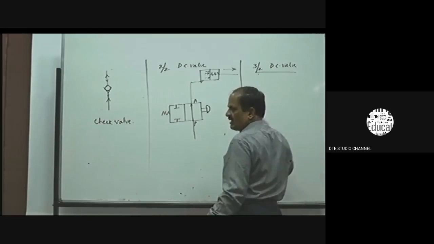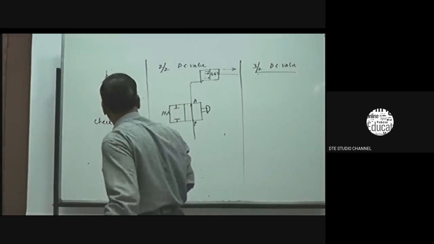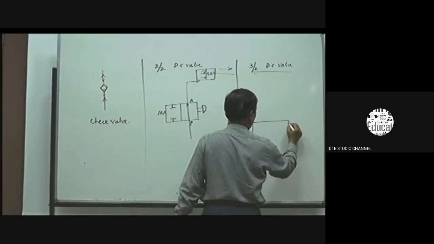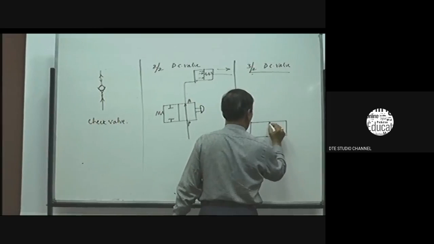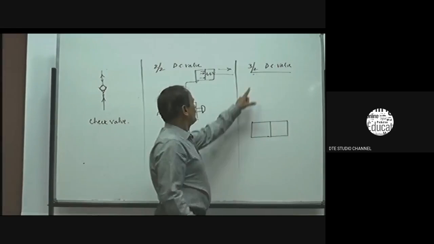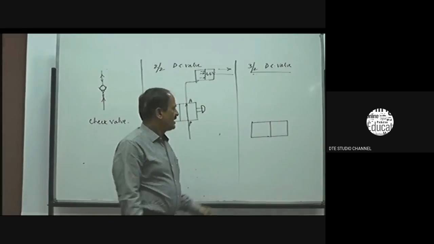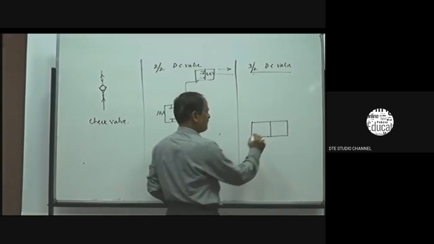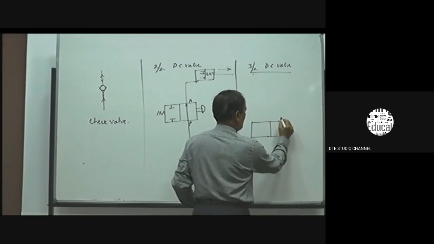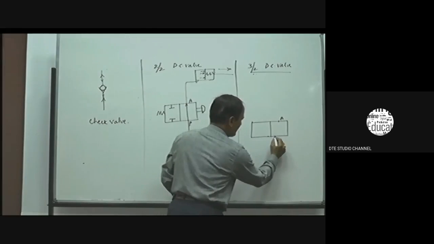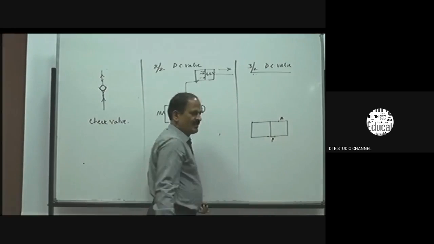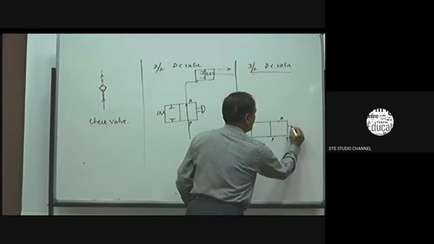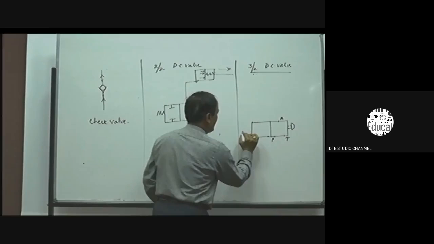3 by 2 DC valve, which has 3 ports and 2 positions. Two positions, so 2 boxes are made. And the 3 ports are made. Since it is a 3 by 2, 3 ports are made: one working port, pressure port, and tank port. There is a push button for actuating.